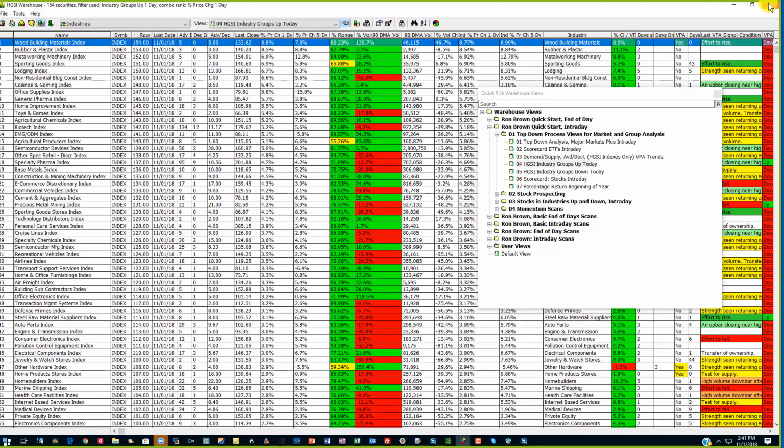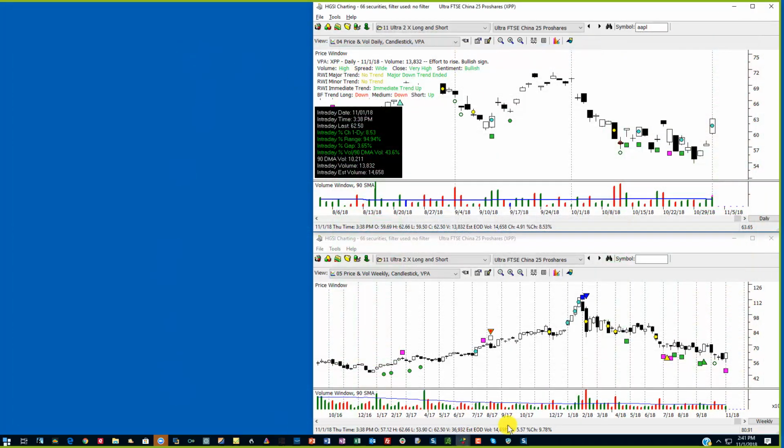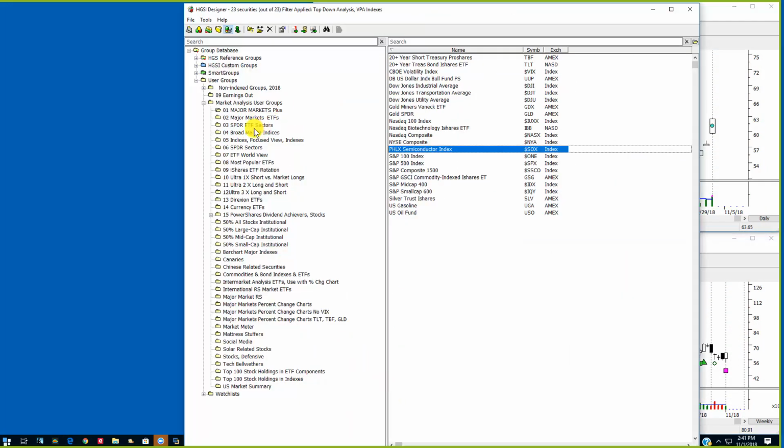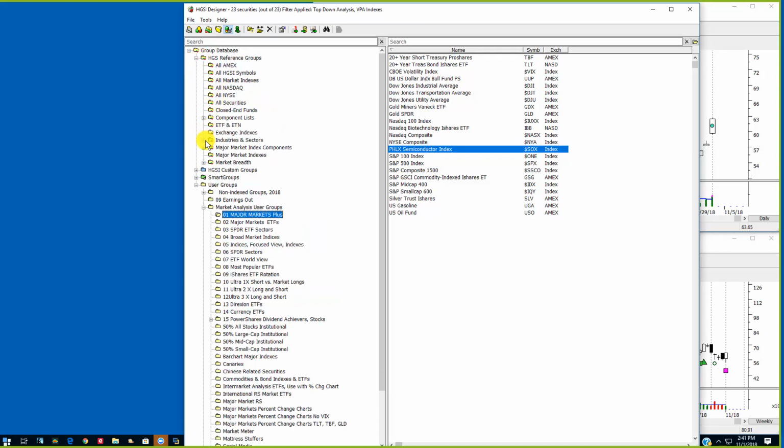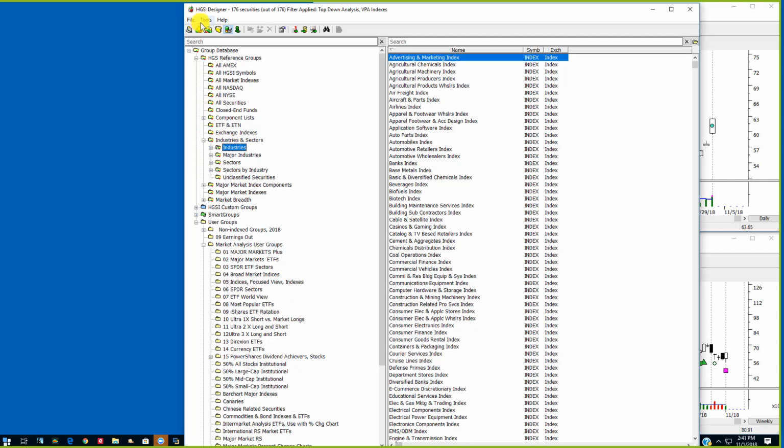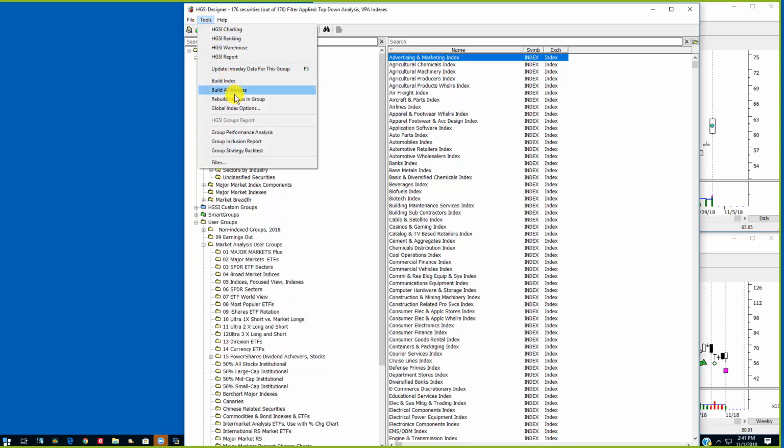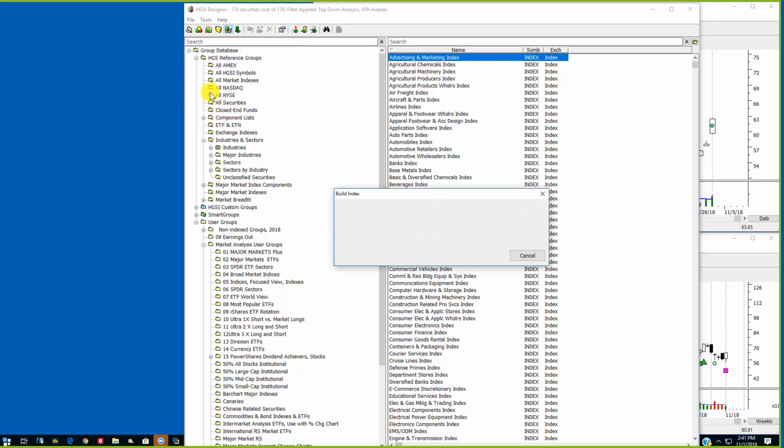So let me do that quickly. I'm going to close my warehouse view. I'll bring the designer back up. And if I go into the reference groups and click on industries, select that, and go under my tools menu, it will only rebuild the indexes in this group rather than building all indexes. So this should go very quickly. And then I'm going to have the industry groups as of right now, or within the last 5 minutes.